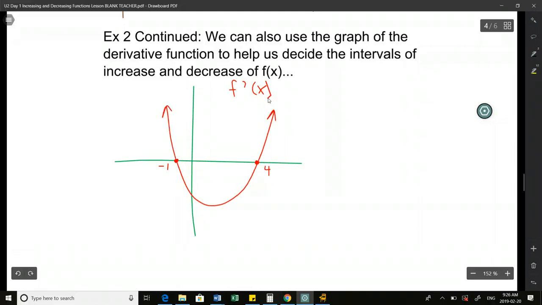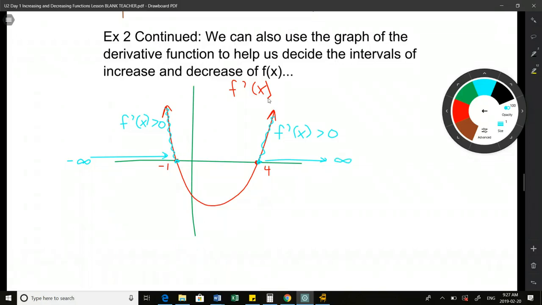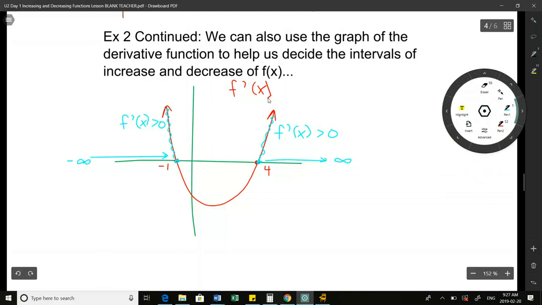So remember, where my first derivative is positive, that's where my original function f at x is increasing. So where is the first derivative positive? Well, it's positive here, and it's also positive here. That's where f prime at x is greater than 0, and that's where my function f at x is increasing. So I can actually see my interval from negative infinity all the way to negative 1, and also from 4 all the way to positive infinity. Those are the parts of f prime at x that are positive, or where f at x is increasing.